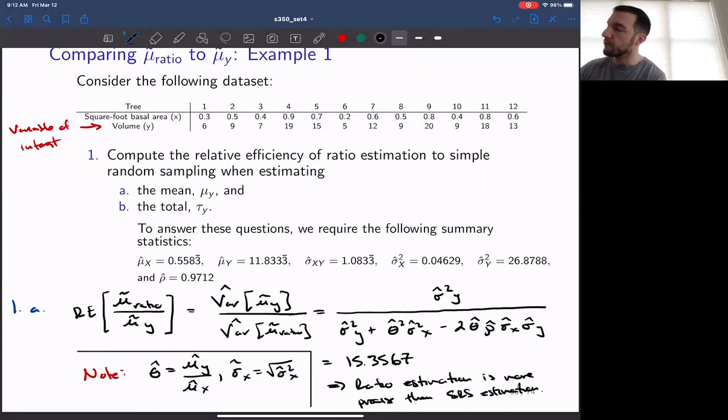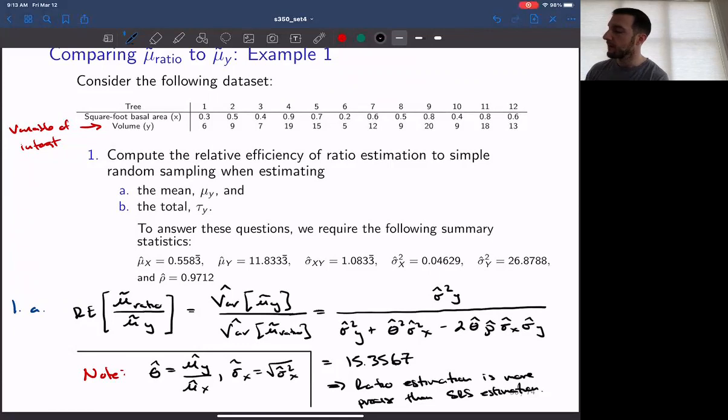All right, so we want to compute the relative efficiency of ratio estimation to simple random sampling for mu y and for tau y. So for mu y, we can use the expression that was given on slide 55. So you can see here, I have exactly the formula given on the previous slide. I'm just subbing in for each of the different components in the expression, given the summary statistics that are shown on the slide. And that gives us a value of 15.3567, which is very large.